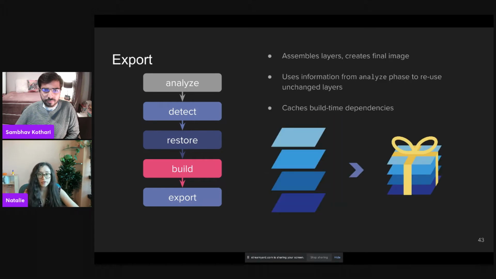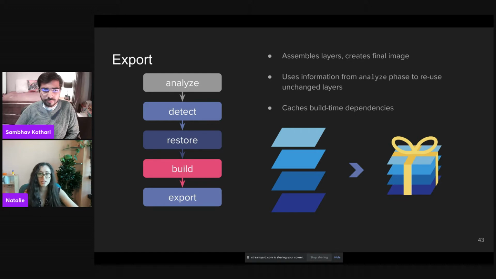Finally, we have the export phase. This is where the lifecycle actually creates OCI image layers containing the compiled application and any dependencies that are needed at runtime. It places those layers on top of the run image that we mentioned to create the final application. There's no snapshotting here because we're simply creating tarballs and an OCI image config.